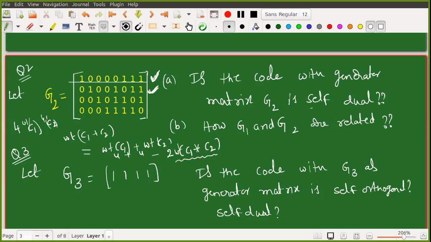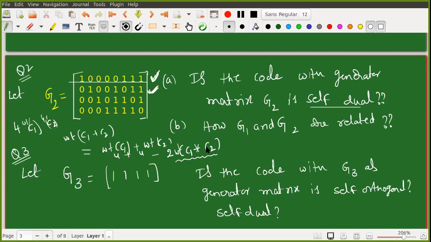Self-dual means what? The first row is orthogonal to everyone. The second row, every vector is orthogonal to everybody, right? So C1 is orthogonal to C2. Hello, are you there? Yes. Yeah, C1 is orthogonal to C2.